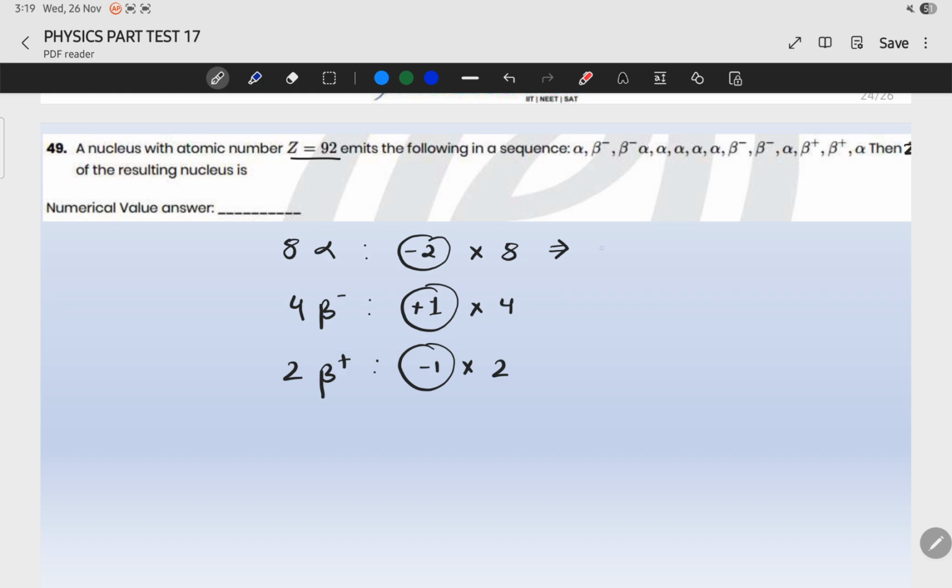So what do we get? -16 from here, +4 from here, -2 from here. So what we get total as -14. So total -14, which is 92 minus 14, is equal to 78, is our final answer.